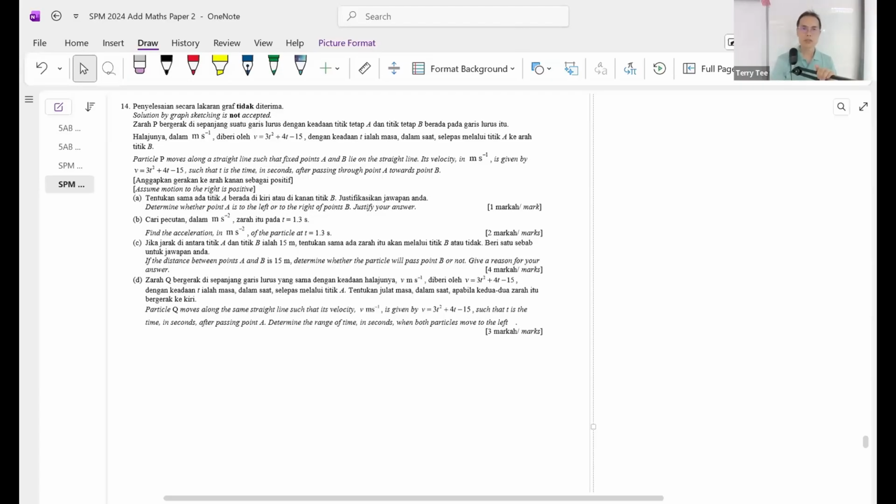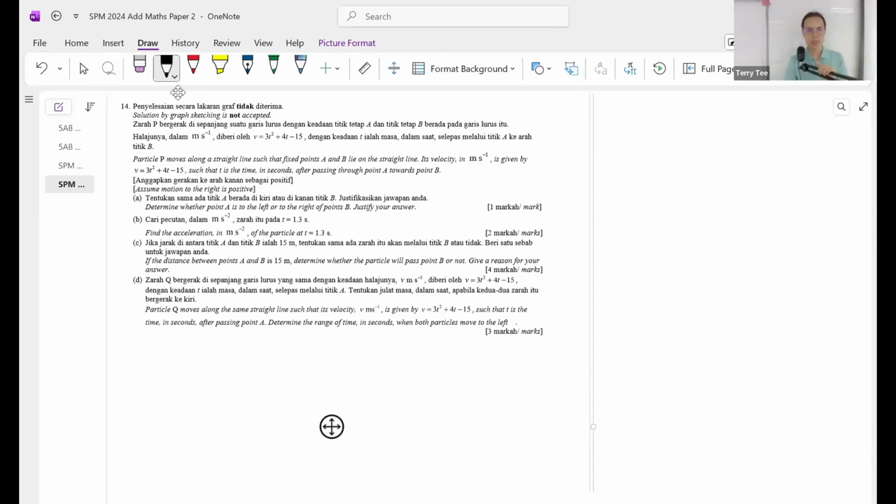Okay, question number 14. Here we have this from Form 5 Chapter 8, kinematics of linear motion. Particle P moves along a straight line such that from a fixed point A and B on the straight line, the velocity is given by this function, and t is time after passing through A towards B. So determine whether point A is on the left or right side of point B, justify answer. Okay, how do you know whether it's on left or right? Because it's going from A to B, right?